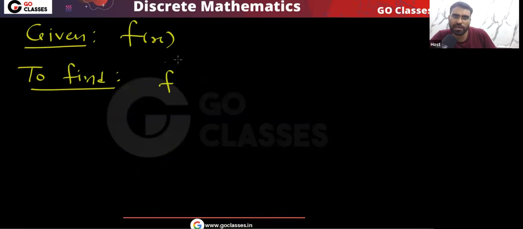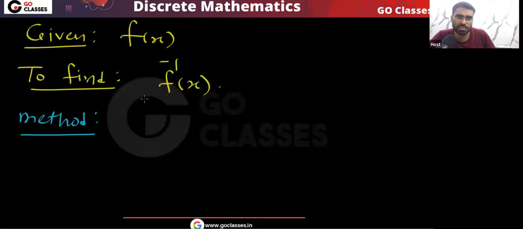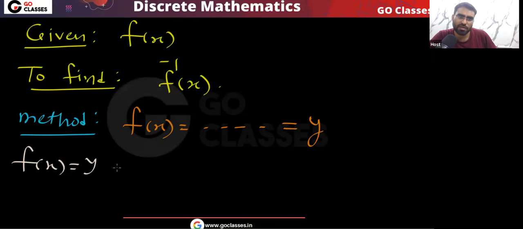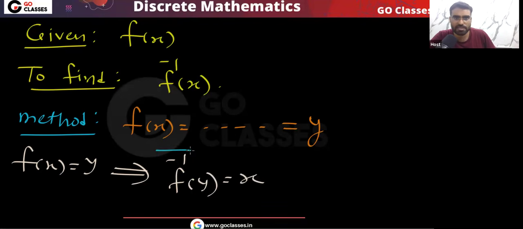We have to find f inverse x. This is what we have to find. And what is the method? All you have to do is create this. See, f(x) is already given to you. Something will be given to you. Let's call it y. So you can notice f(x) equals y. So from here, what will be f inverse y? f inverse y will be x. Is this clear? f inverse y will be x.